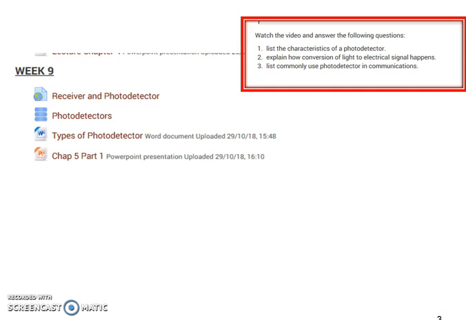And then question number 3 is to list commonly used photodetector in communication. Okay, we have PIN photodiode, we have APD photodiode, and so on and so forth. And then the most important 3 photodiodes and how it works. So you should know how it works and you should know what it is.